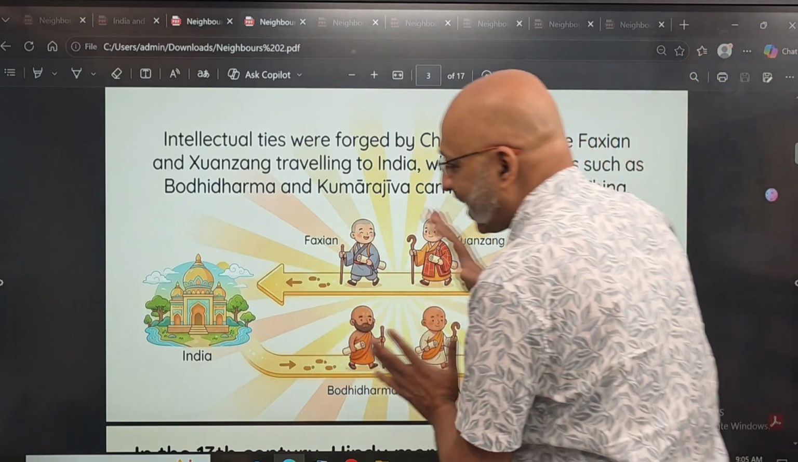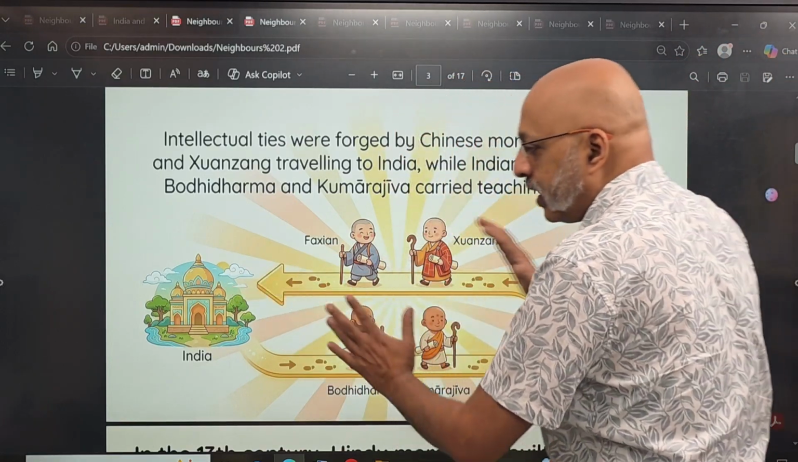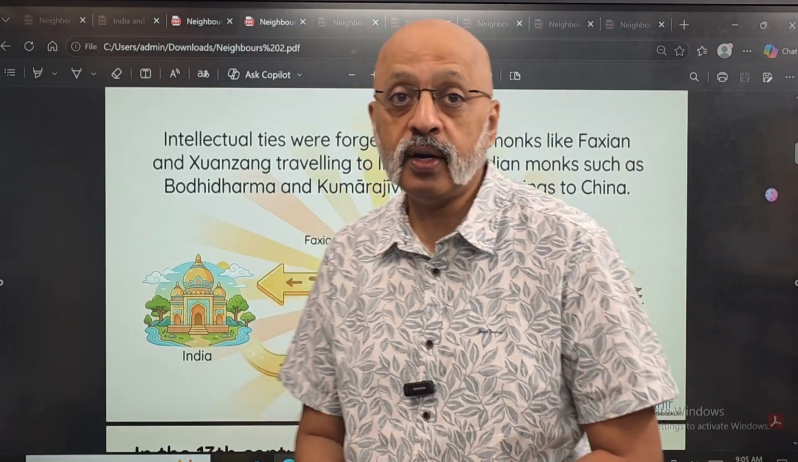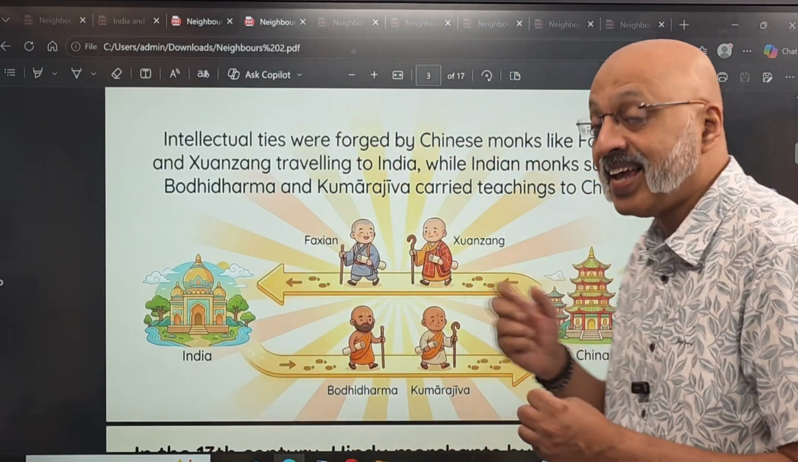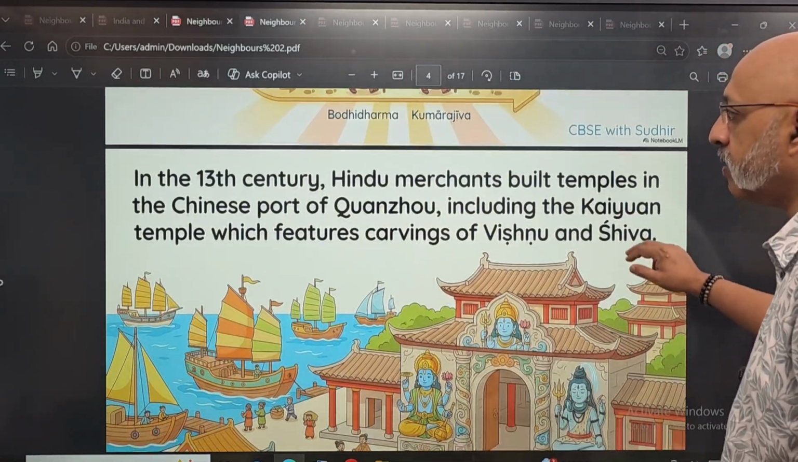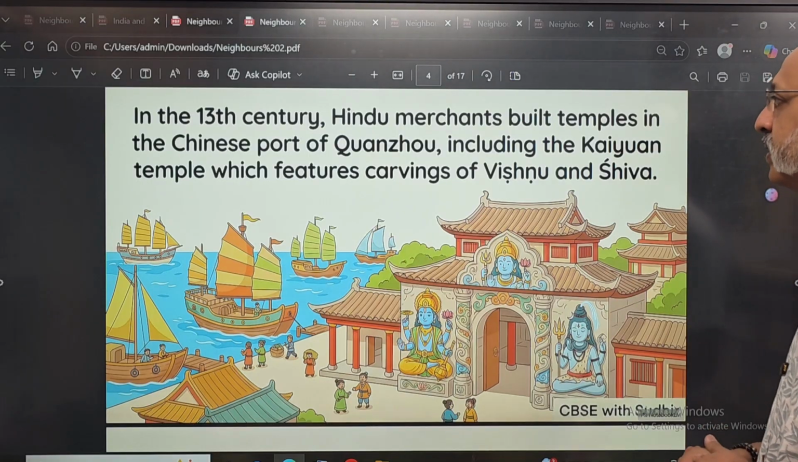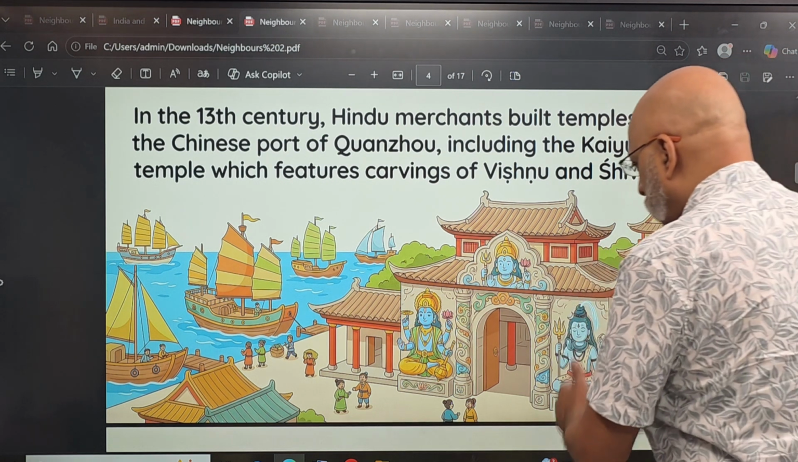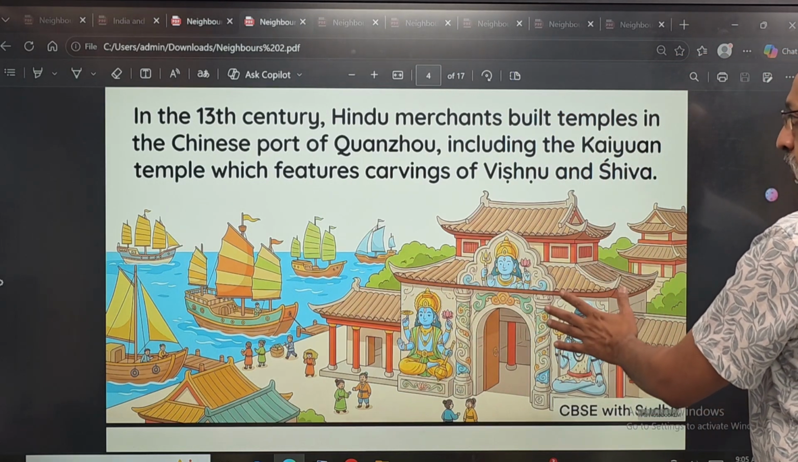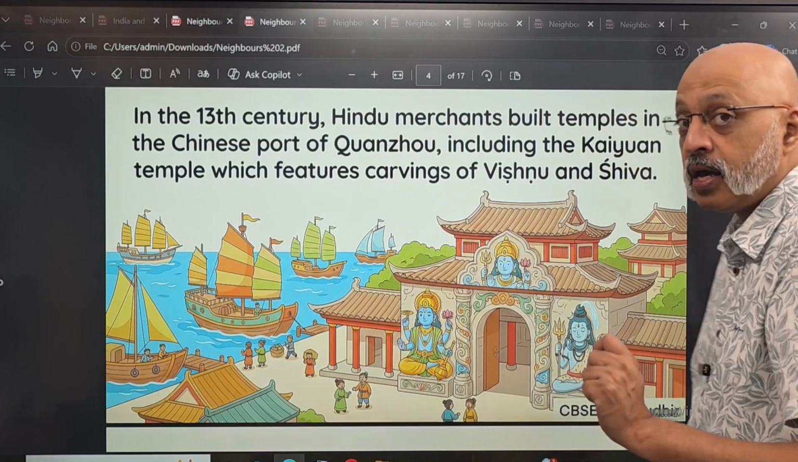So, because of this kind of exchange of saints and monks, an exchange of ideas, religious ideas, actually took place between India and China. Now, in the 13th century, Hindu merchants built temples in the Chinese port of Guangzhou, including the Kaiwan temple, which features carvings of Mahavishnu and Lord Shiva. So you see Lord Shiva and Lord Mahavishnu's carvings on a temple in China. Now, that again shows what?